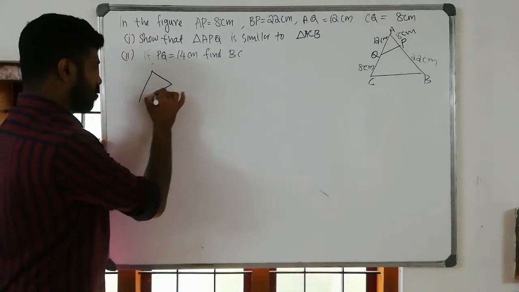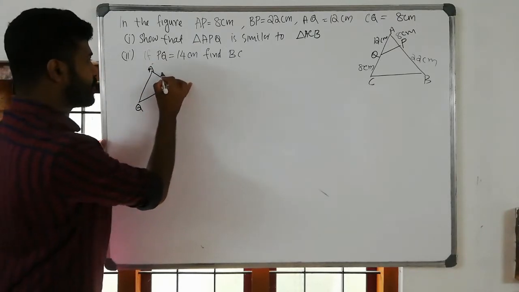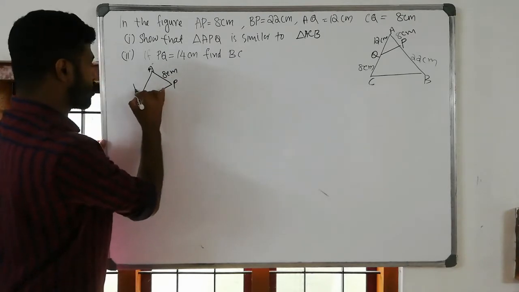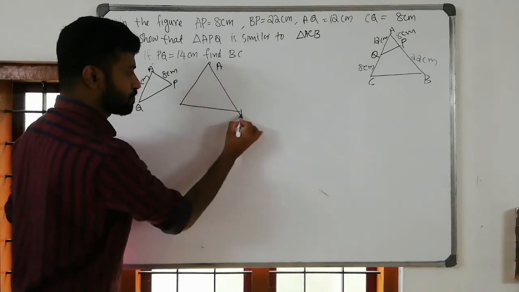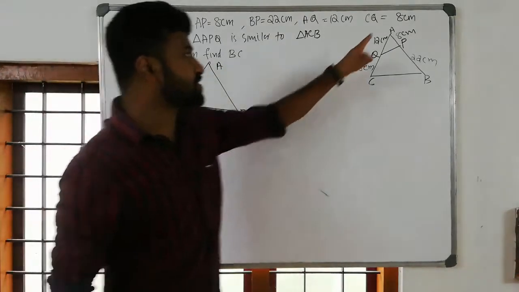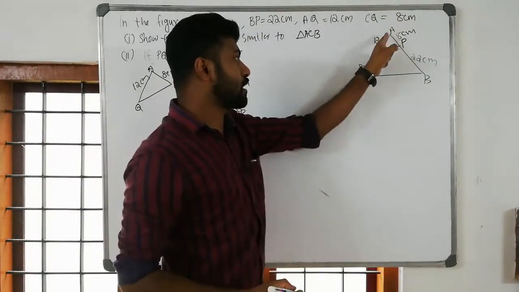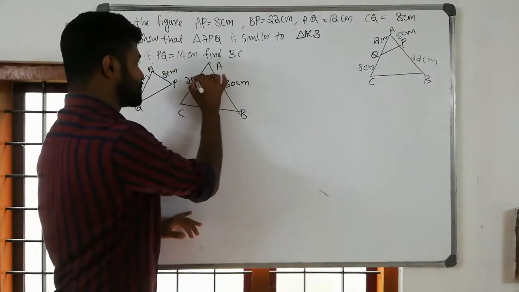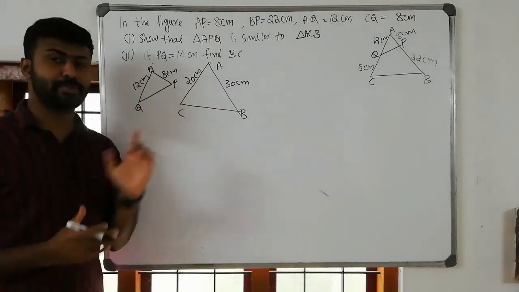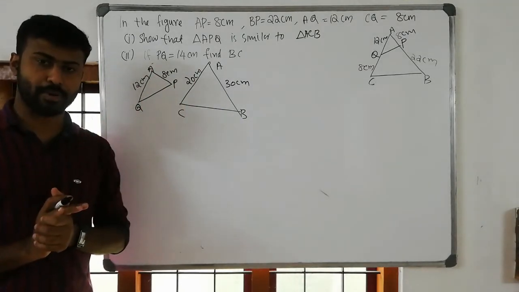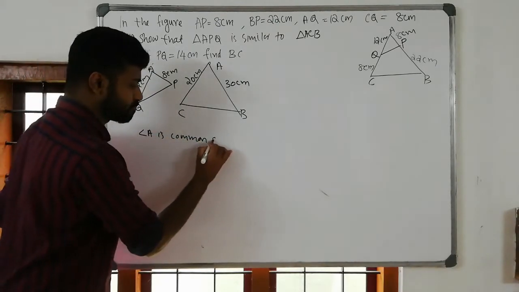So this is triangle APQ, in which AP is 8 centimeter and AQ is 12 centimeter, and this is triangle ABC, in which AB is 8 plus 22, that is 30 centimeter, and AC is 12 plus 8, that is 20 centimeter. In the triangle APQ and ABC, angle A is common. So we can write angle A is common angle.